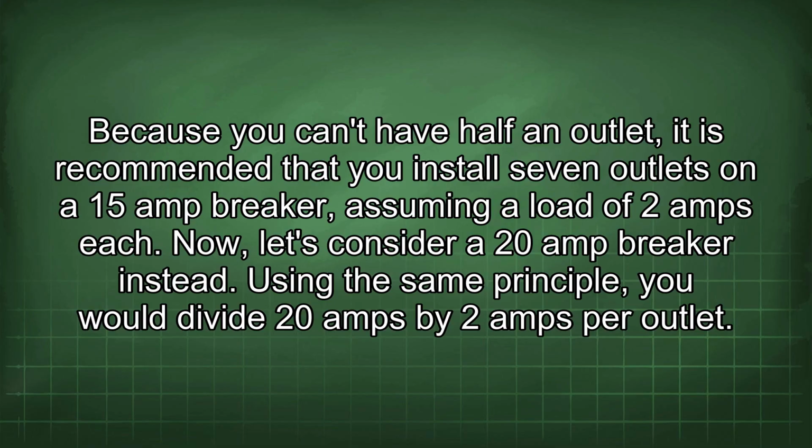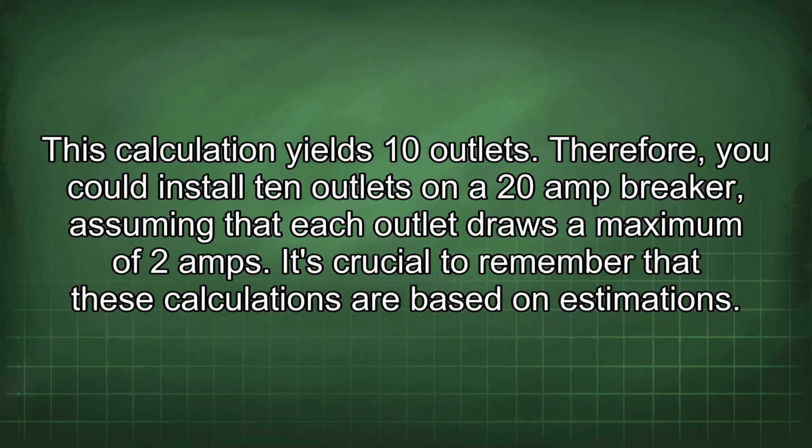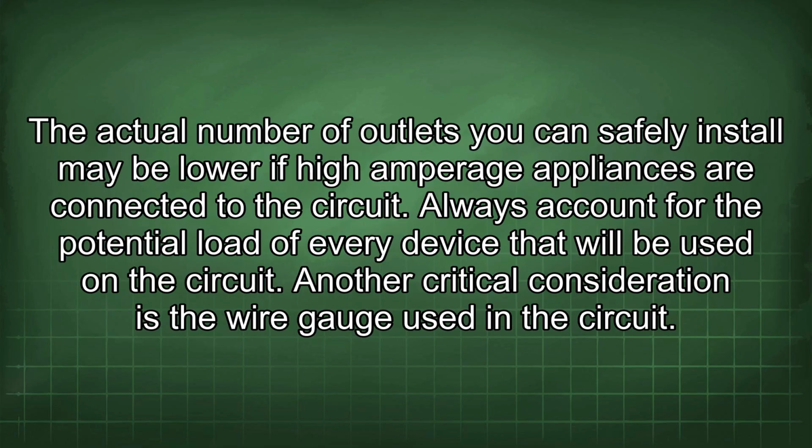Now let's consider a 20 amp breaker instead. Using the same principle, you would divide 20 amps by 2 amps per outlet. This calculation yields 10 outlets. Therefore, you could install 10 outlets on a 20 amp breaker, assuming that each outlet draws a maximum of 2 amps. It's crucial to remember that these calculations are based on estimations. The actual number of outlets you can safely install may be lower if high amperage appliances are connected to the circuit. Always account for the potential load of every device that will be used in the circuit.